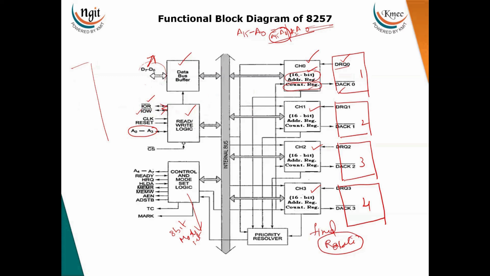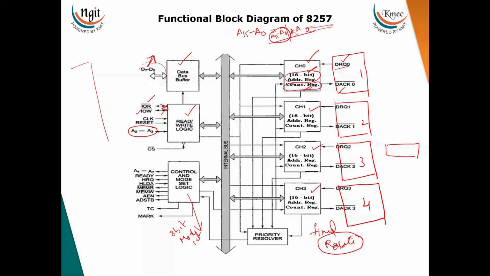Inside means, if the microprocessor wants to write the address and write the count value or read the status of this channel, the status register is there. It is an 8-bit register. It will give the status of this 8257. If the processor wants to read the status of this 8257, then it will read the data by sending the read signal.